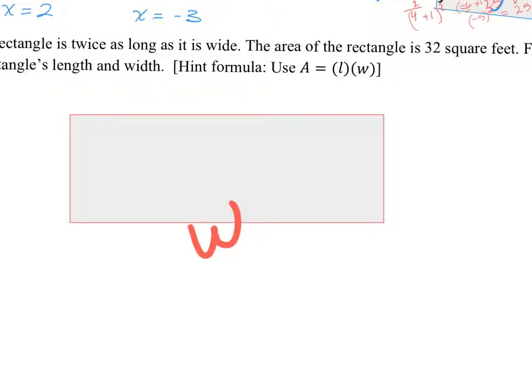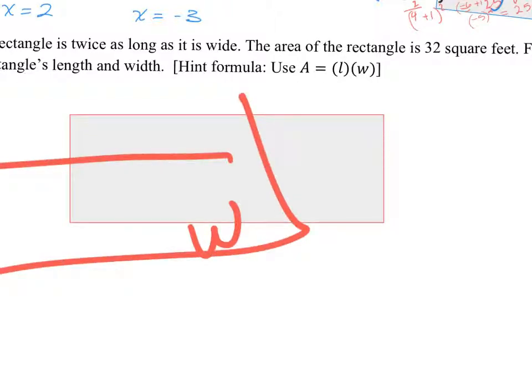What do I do now? Take the square root. Theoretically, it's supposed to be positive and negative 4, but in a real world, I'm not going to have a negative length, so I'm going to just throw that one out. So I know that the width is 4, but they're asking me for the length and the width. If the width is 4, what's the length? 8, because it's twice the width. So I know the length is 2 times W, and W is 4, so 2 times 4 is 8 feet, and the width is 4 feet.